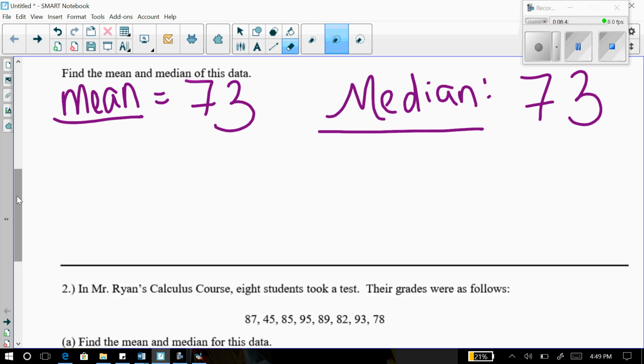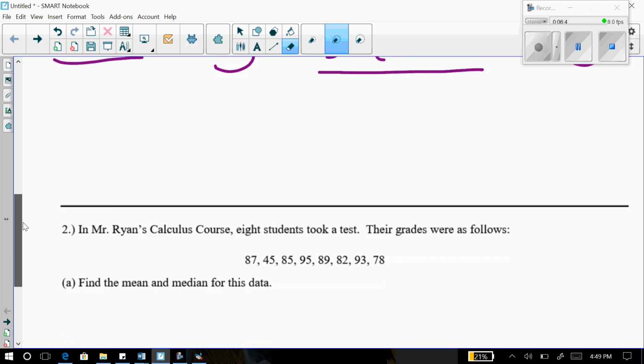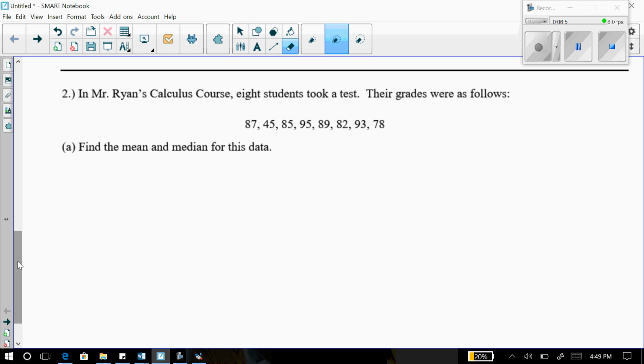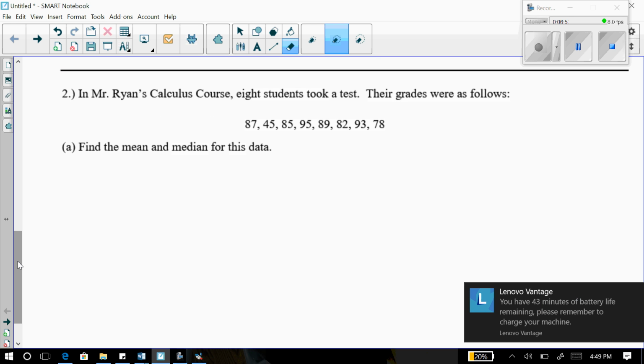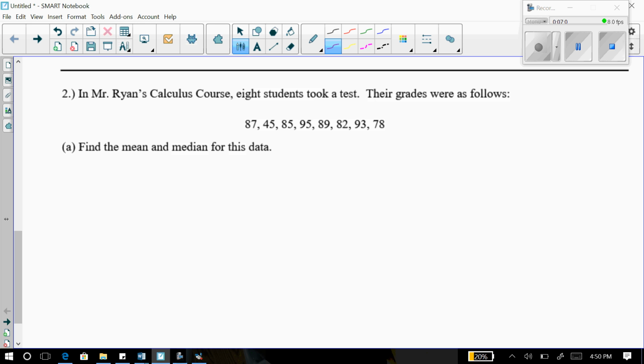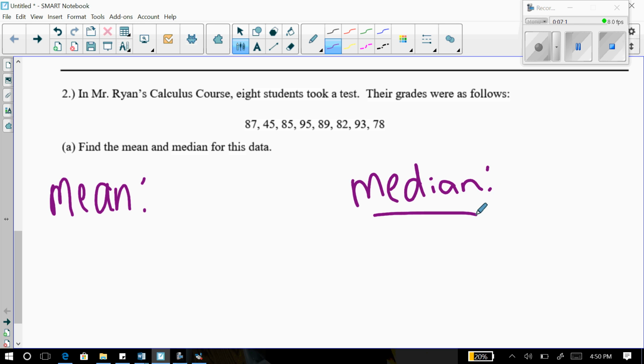Let's try one more example together. In Mr. Ryan's calculus course, 8 students took a test. Their grades were as follows. Sorry about that. So we had 8 students, they took a test, and here are their grades. Find the mean and the median for this data. So mean is what? Median is what? Well, we're going to figure that out right now.